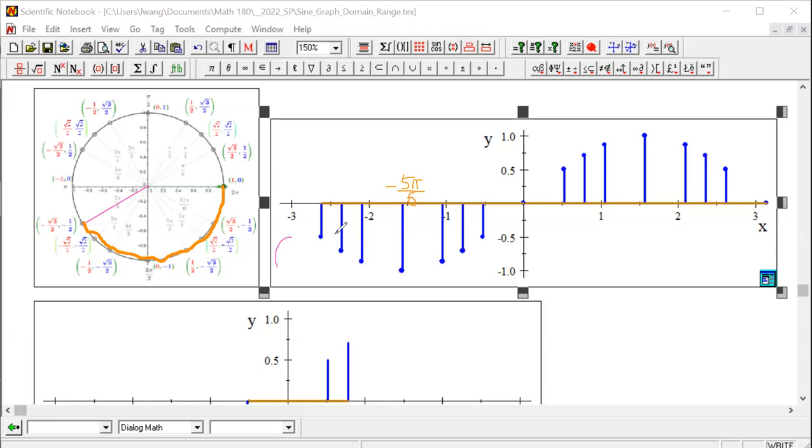The input is the gold color, okay? Negative 5 pi over 6, and the output is the blue, which is -1/2. Oh, sorry. We gotta use a blue color, right? The blue color, -1/2. Okay. And for each one of these points, we're gonna come back to mark them.